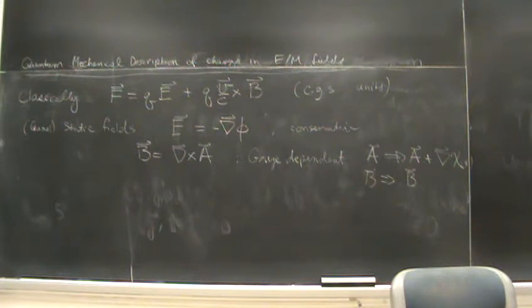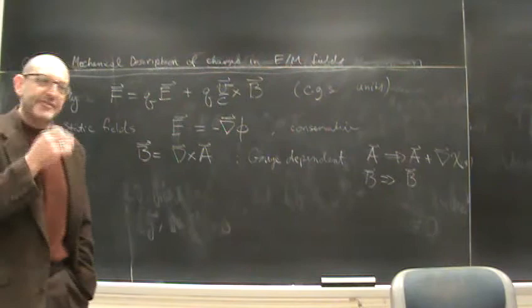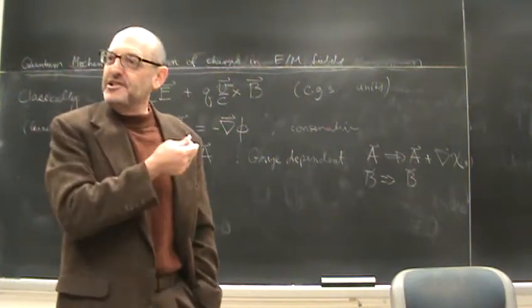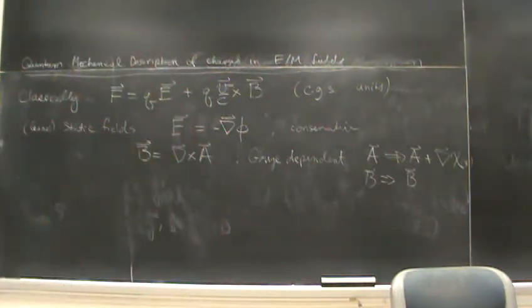Alrighty. So we want to write down a classical Hamiltonian description, which will then allow us to get the quantum Hamiltonian for the system. So how do we do that?